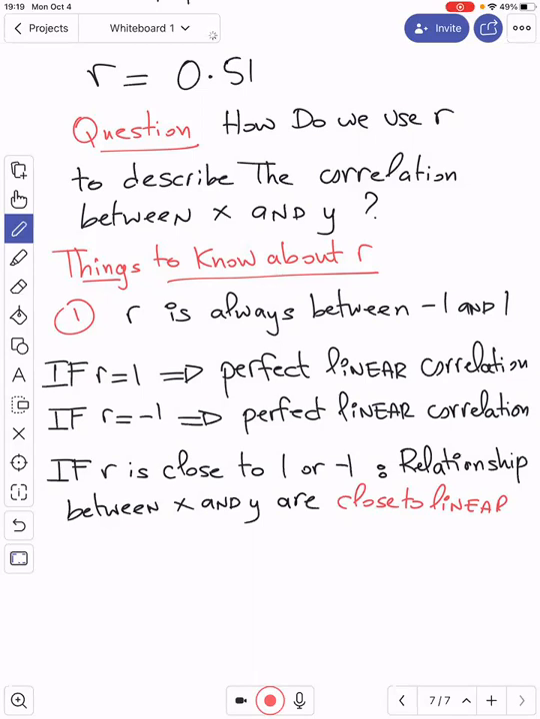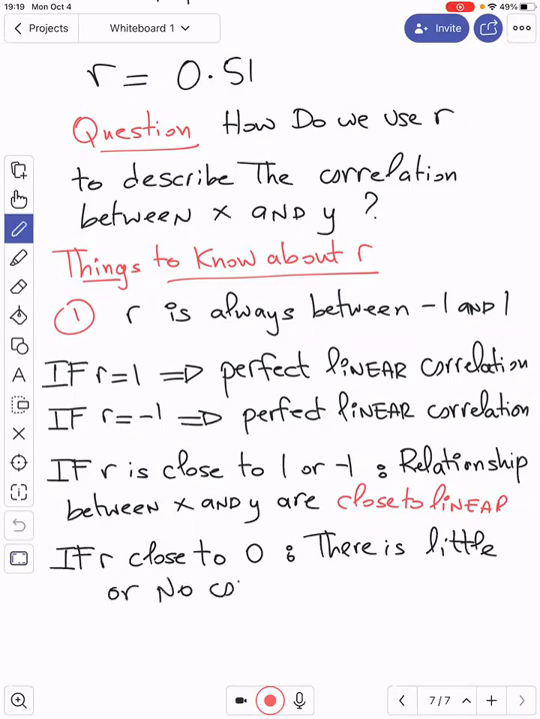Now, if R is close to 0, then there is little or no correlation or relationship between X and Y, okay?